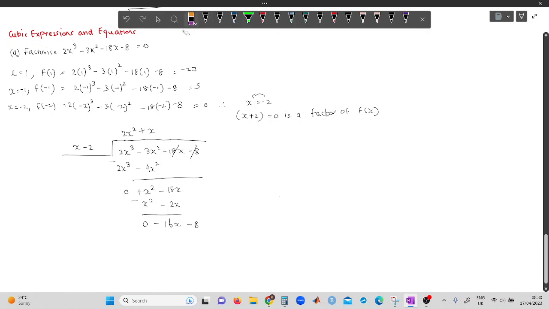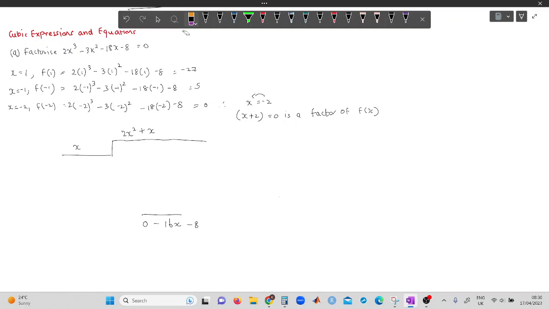Okay, so there's a mistake here. It should have been plus 2 and not minus 2. Okay, so let's correct that. Okay, donc it's plus 2. Allez, nous refait. It's 2x cubed minus 3x squared minus 18x minus 8. Okay, donc, okay, let's do it again.